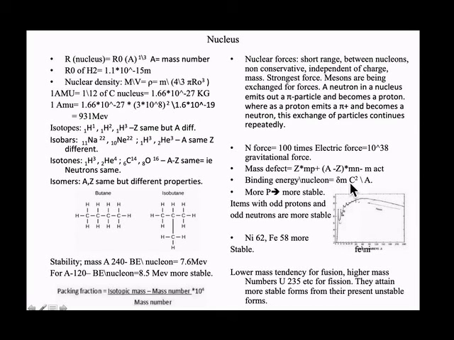So mass defect, mc square, per nucleon. Nucleon means A is the number of nuclear particles, protons plus neutrons together. So per nucleon, this is the binding energy we are talking about here. If the binding energy per nucleon is more, it is more stable. Nuclei with odd protons and odd neutrons are more stable, as given. Lighter nuclei will go for fusion, higher mass numbers will go for fission, and they attain more stable forms from their present unstable forms.